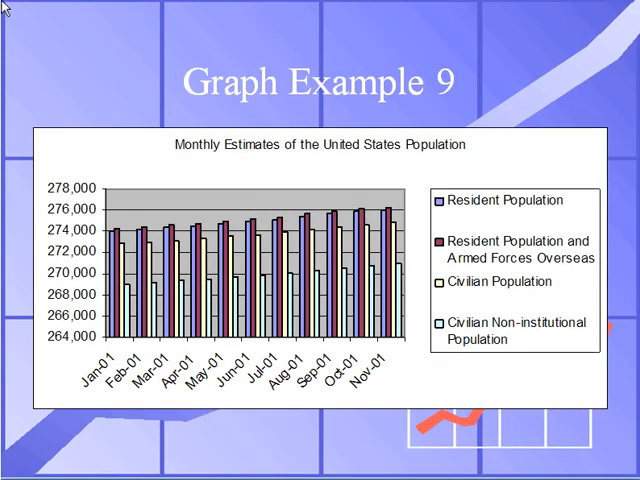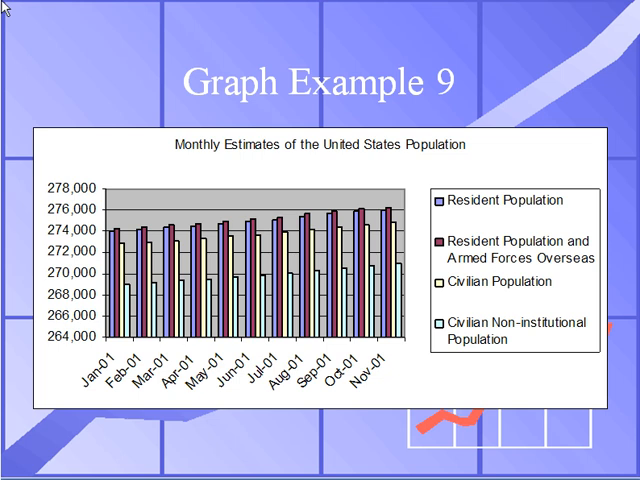Continuing with our graph examples, we see one that estimates the monthly population from January 1st to November 1st. Actually, there's probably another month there. Doesn't say what year. Oh, probably 2001. But there are several defects with this.